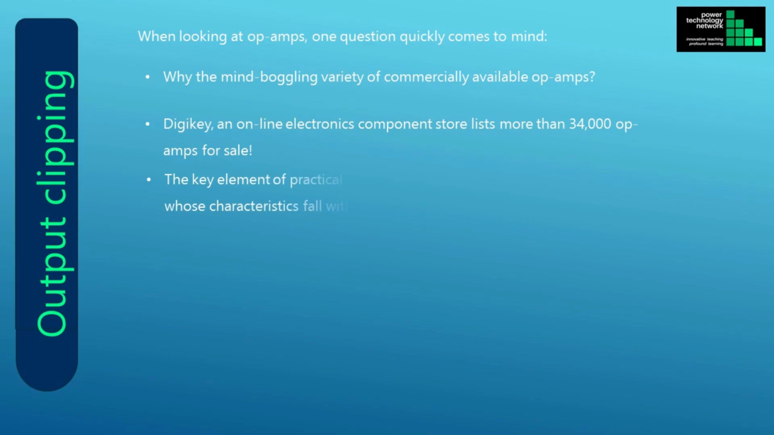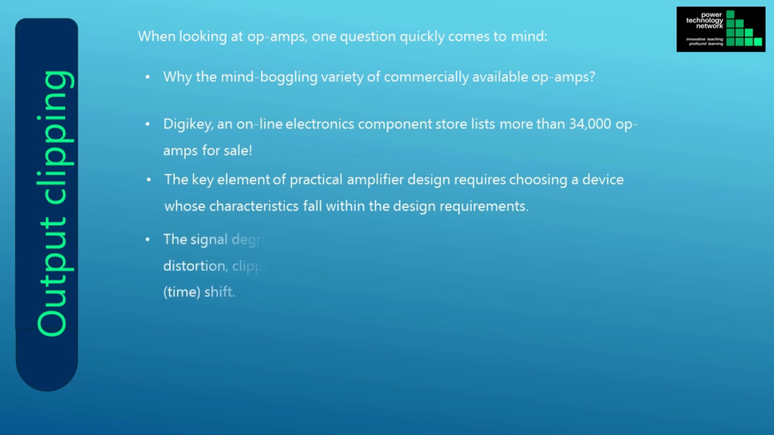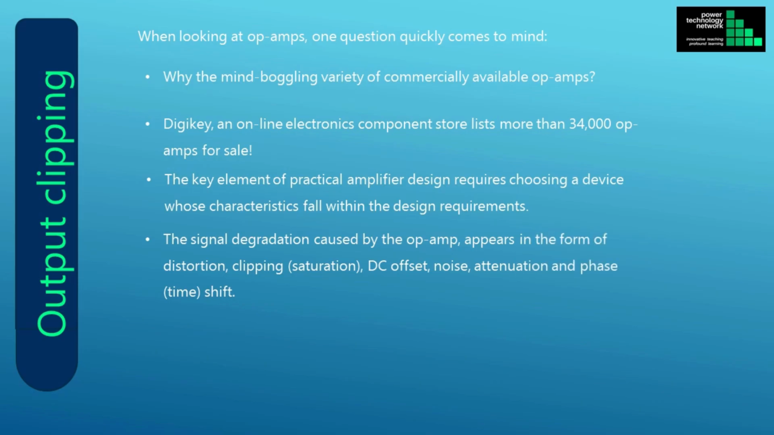Good design is about selecting the right component. And to make the right selection from this vast selection of available op-amps, a solid understanding of op-amp characteristics is required. The key element of practical amplifier design requires choosing a device whose characteristics fall within the design requirements.